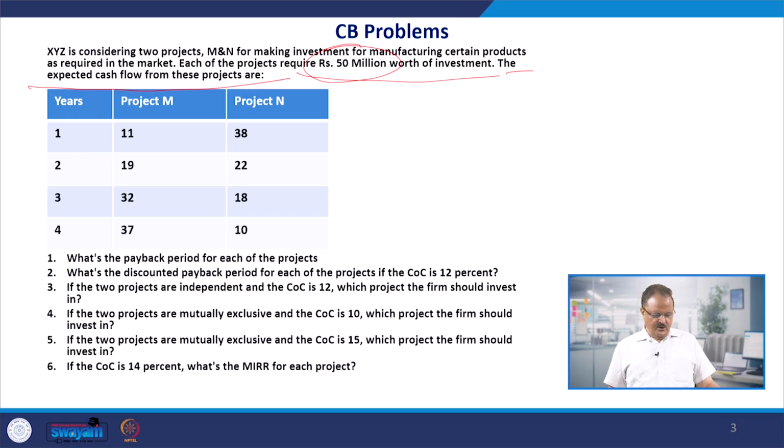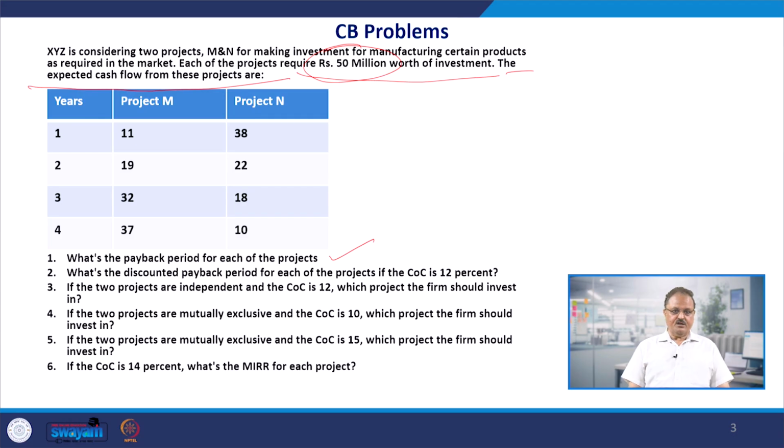And for project N also, we are given the information: the cash inflow for the first year is 38 million, the second year it's 22 million, the third year it is 18 million, and the fourth year it is 10 million. Using this cash outflow and cash inflow information, we are to answer certain questions. The first question asked here is: what is the payback period for each of the projects?